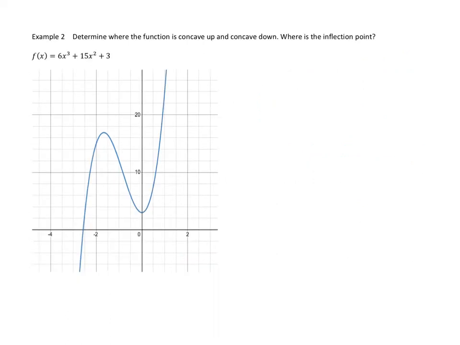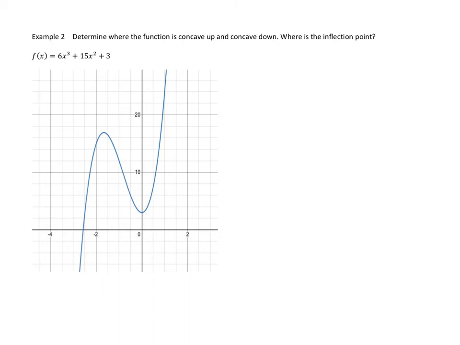In example 2, what I'd like to do is figure out where this function is concave up and concave down. And I want to use derivatives to answer this question. So here I have a graph of the function. I don't know exactly where it's concave up and concave down, but this part of the graph appears to be concave down. But then starting somewhere around here, it appears to be concave up. I want to figure that out exactly, though. This is what that process will look like.